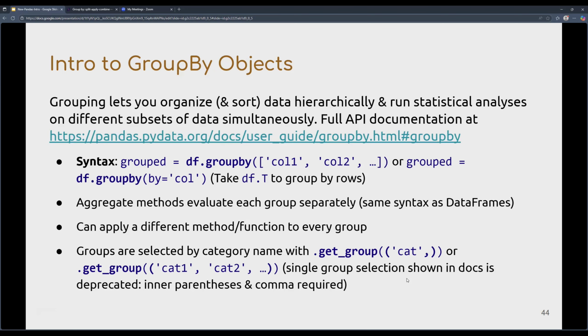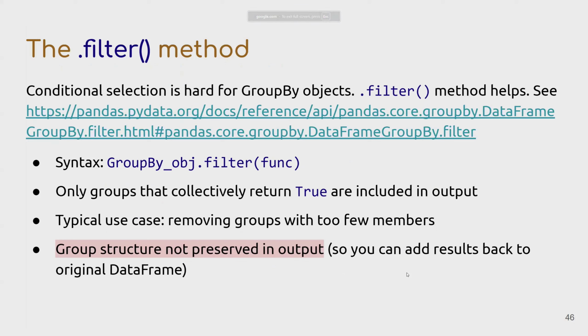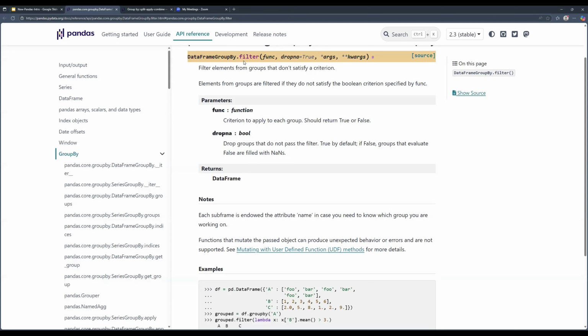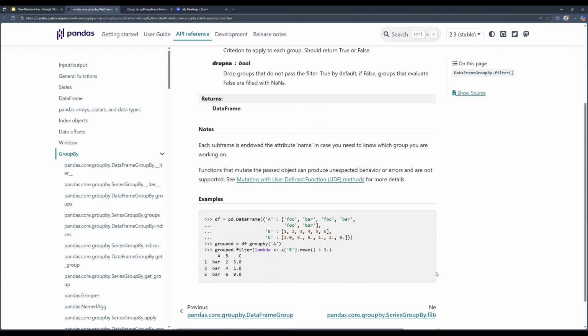One of the things that is made more difficult about GroupBy objects is conditional selection. However, there is a filter function that makes this very much easier. The API is right here. So filter takes a function instead of a direct conditional criteria. So you have to use something like a lambda function in order to use it.